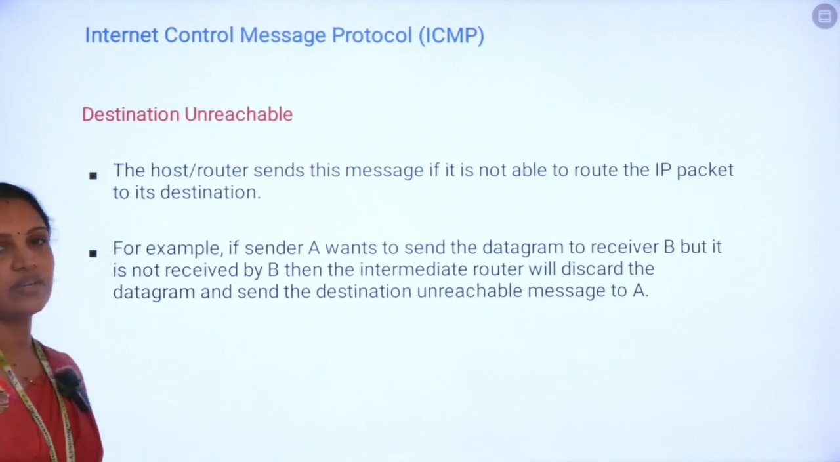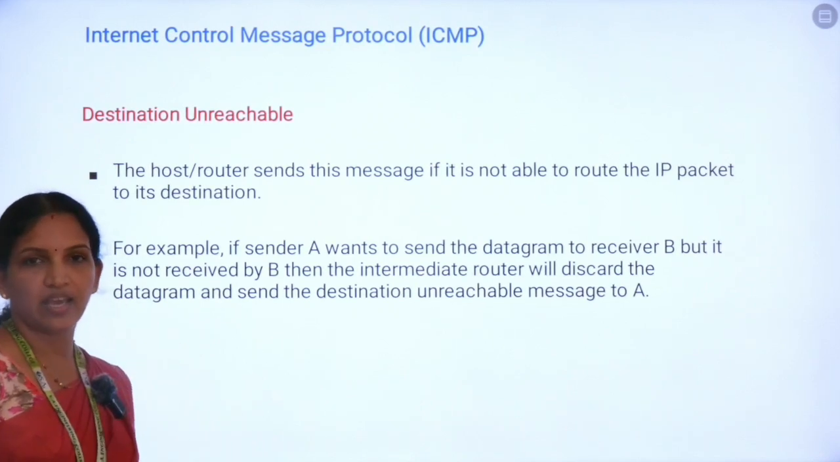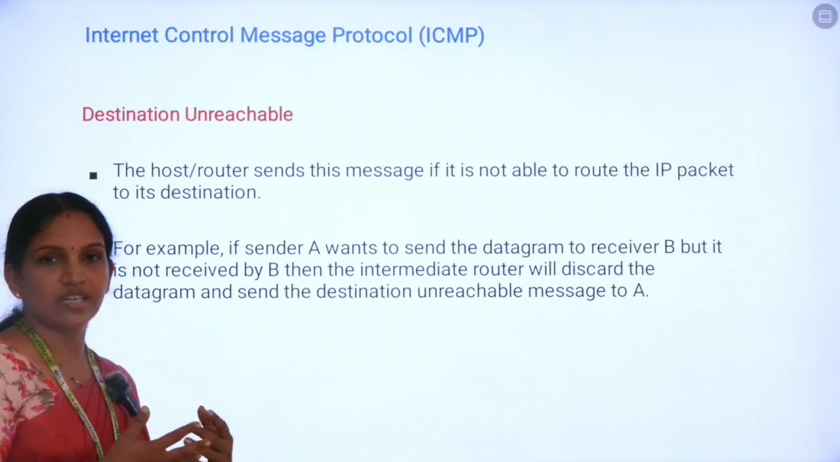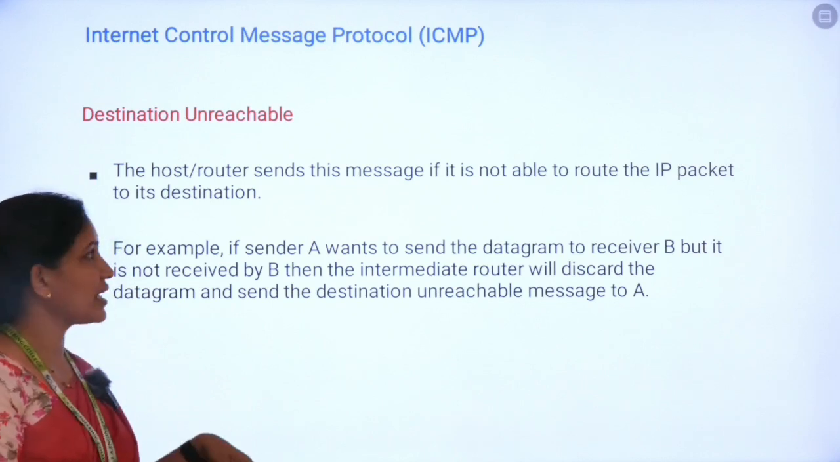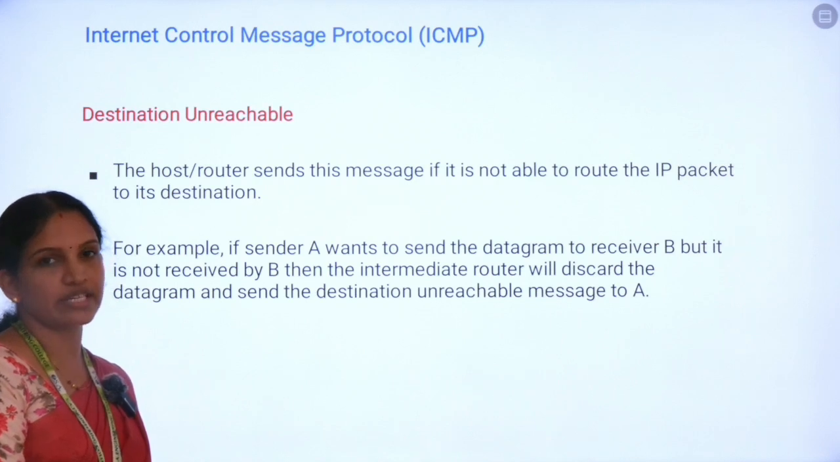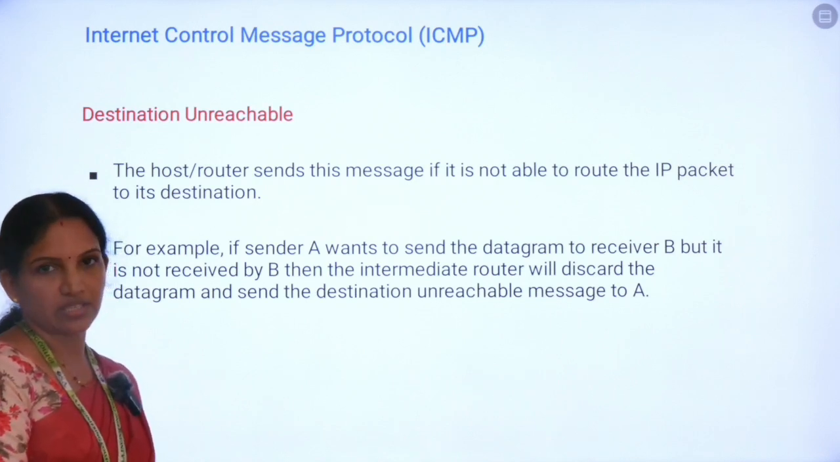So for example, if sender machine A wants to send a message to B, and B is not receiving the message, then the intermediate router will intimate the sender by sending this destination unreachable message. It will tell that B is not reachable and B is not receiving the messages.